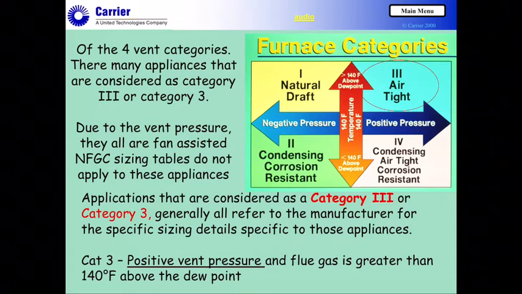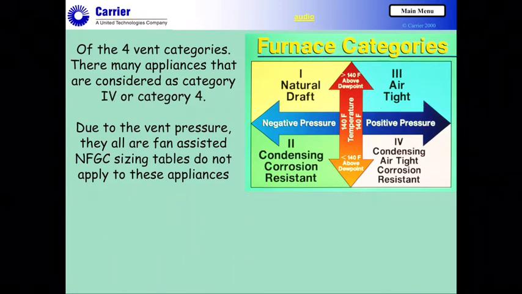So positive pressure, it also has to have a flue gas temp that's essentially greater than 140 above the dew point. So we don't typically associate this with a condensing system. This would typically be a non-condensing type of system, as you can see based on the image that's shown in here.